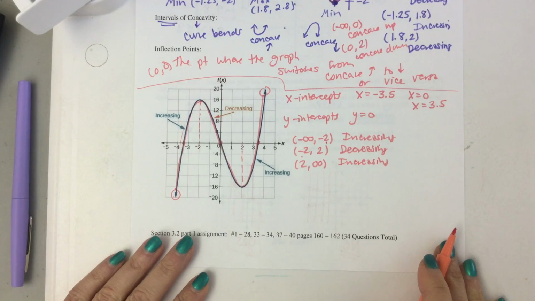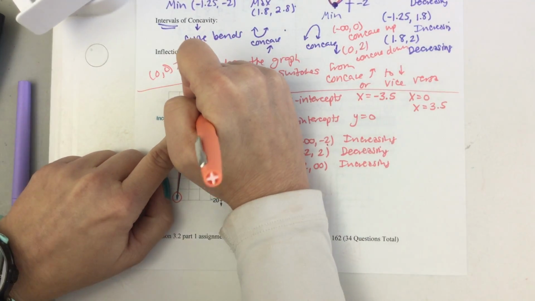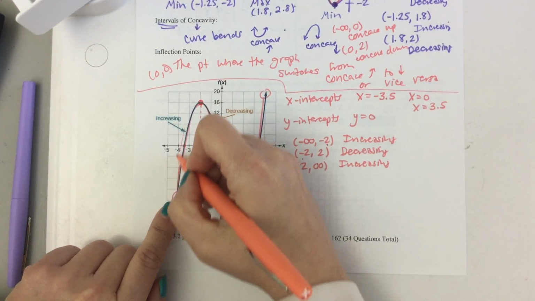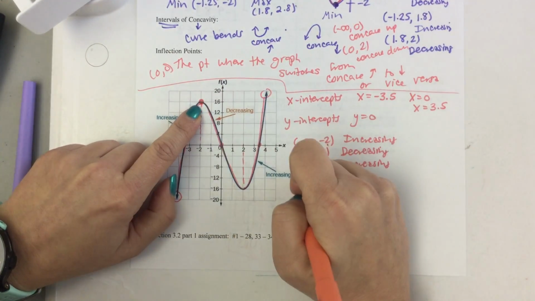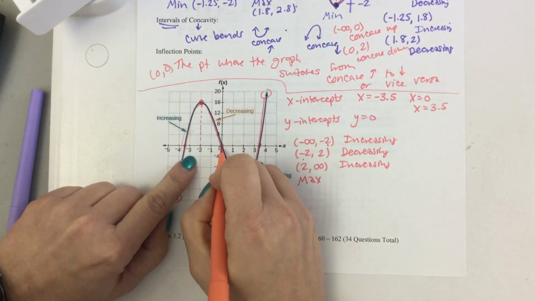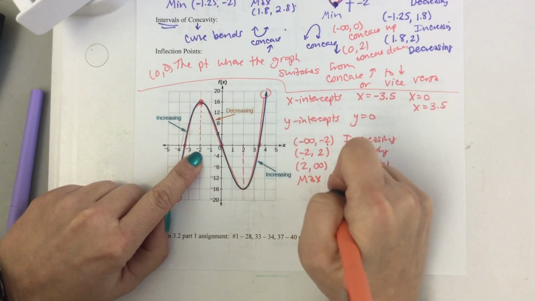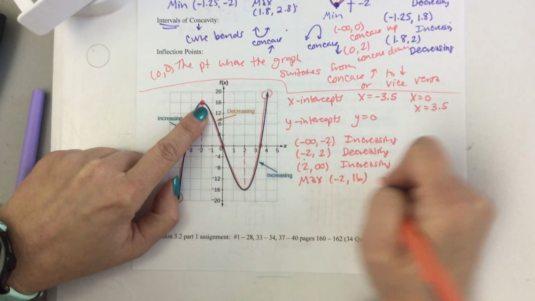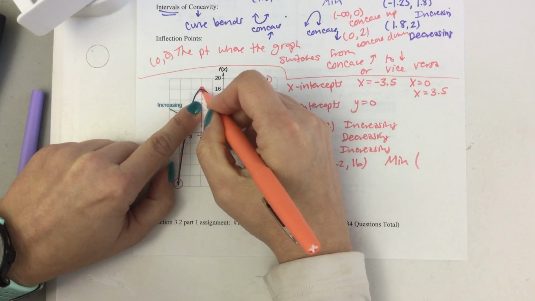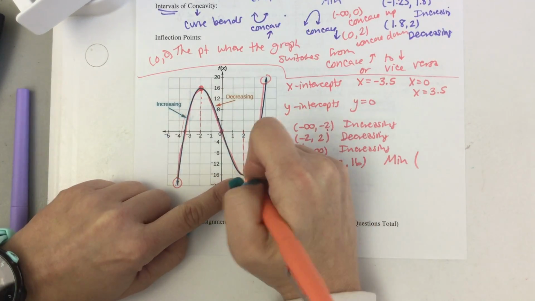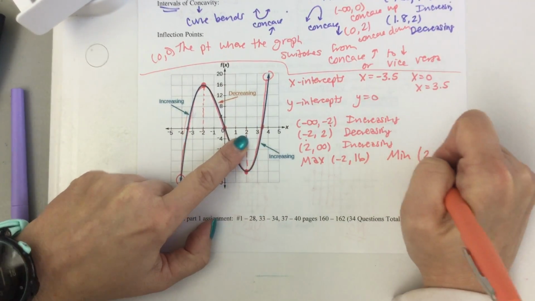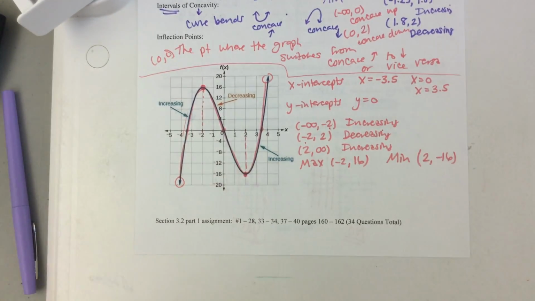Now maximums and minimums. Here is the highest point. It's this point where it switches from increasing to decreasing. So I have a maximum at (negative 2, positive 16). I have a minimum where it switched from decreasing to increasing right here, (positive 2, negative 16).